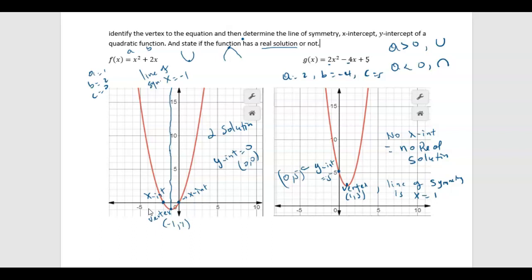I want to catch your attention on something. On the y-intercept, notice it's 5, right? So look back to the function, to the expression itself. 5 is the number that stands by itself, which means this number right here is your y-intercept. The same for this one right here, this number is 0. The y-intercept is 0, because there is nothing here. That's like saying plus 0, and that 0 is your y-intercept.